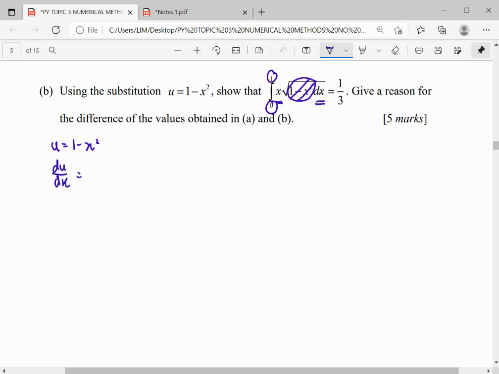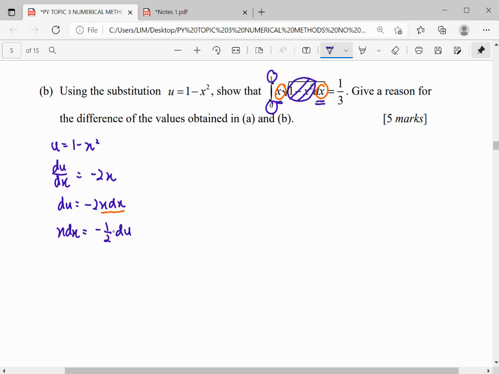So differentiate 1, it becomes 0. Differentiate this x squared, power moves to the front, power minus 1. So what we have is minus 2x multiplied by dx. Yes, we can see x. So we can see exactly the terms here: this is our x, this is our dx, so this is our x dx. It means that our x dx can be substituted by negative 1 over 2 du. Move the negative 2 to the left hand side, it becomes negative 1 over 2 as the coefficient for du. So done.